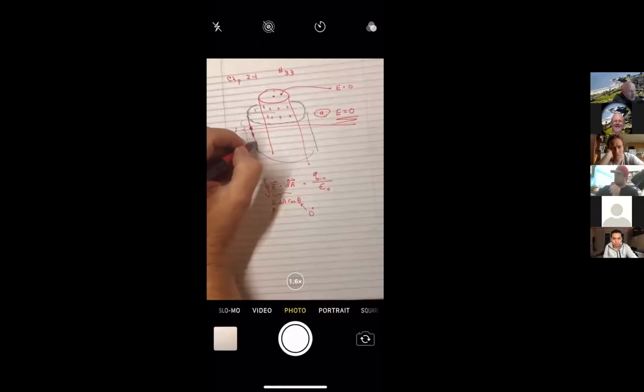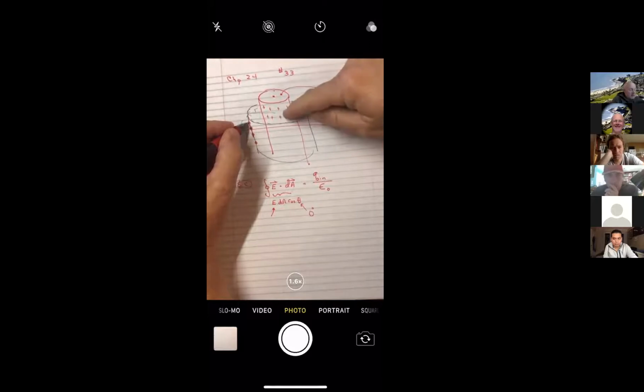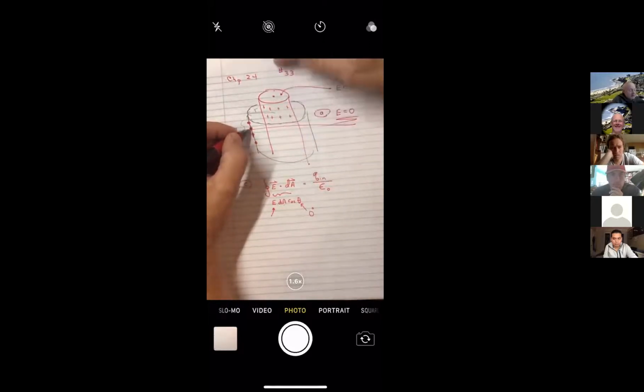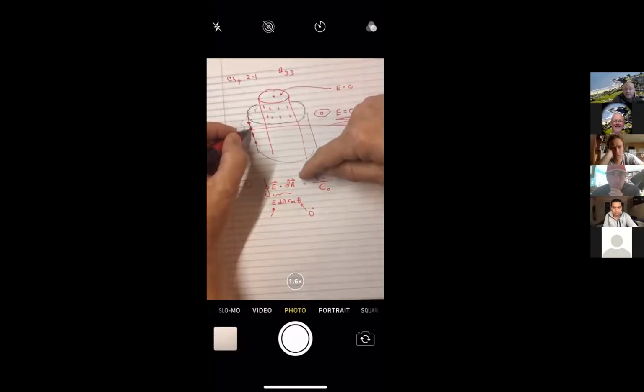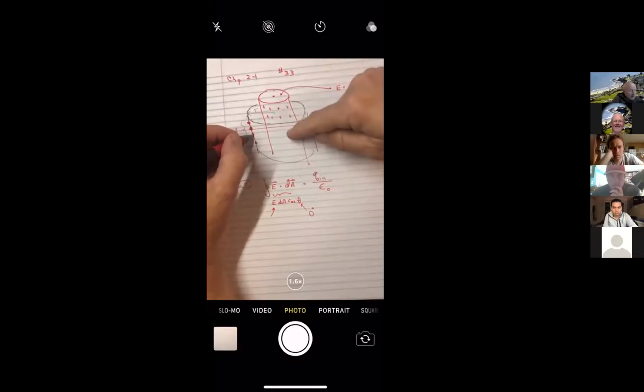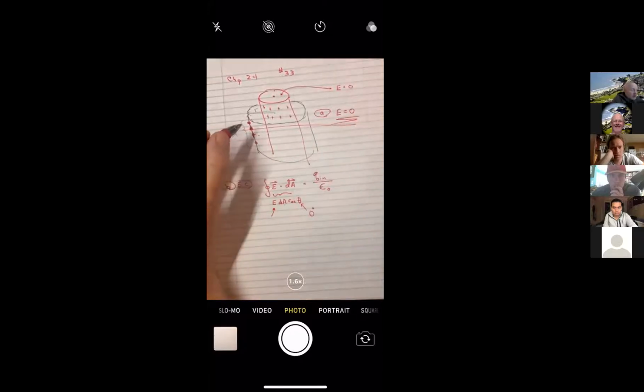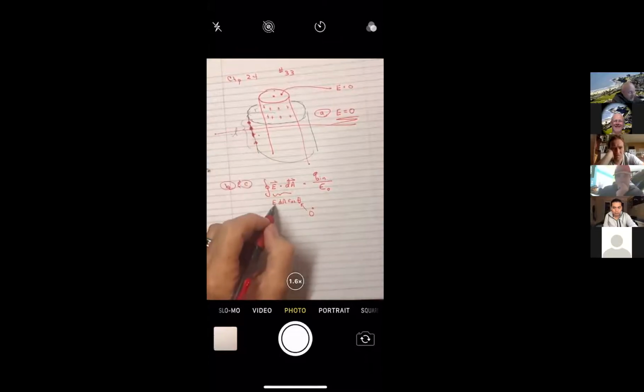If you imagine yourself standing on different parts of this Gaussian surface, like right here, you would say, well, I have an infinite amount of charge above me and below me. If I'm here, I get that same pattern, an infinite amount above me and below me, the same distance away. So all these four points on the Gaussian surface must give me the same magnitude, and so I can pull that out in front of the integral.